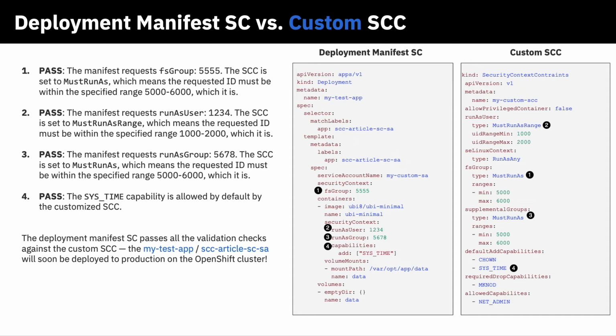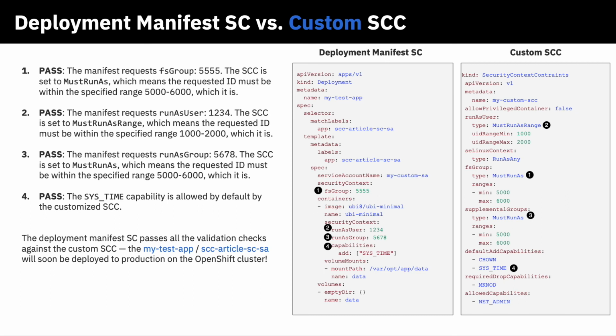The second item also passes due to the manifest request of run as user equal to 1234. The SCC is once again set to must run as range, which means the requested ID must be within the range of 1000 to 2000, which it is. The third item is also a pass due to the manifest request of run as group equal to 5678. The SCC is set to must run as, which means the requested ID must be within the specified range, 5000 to 6000, which this falls within.